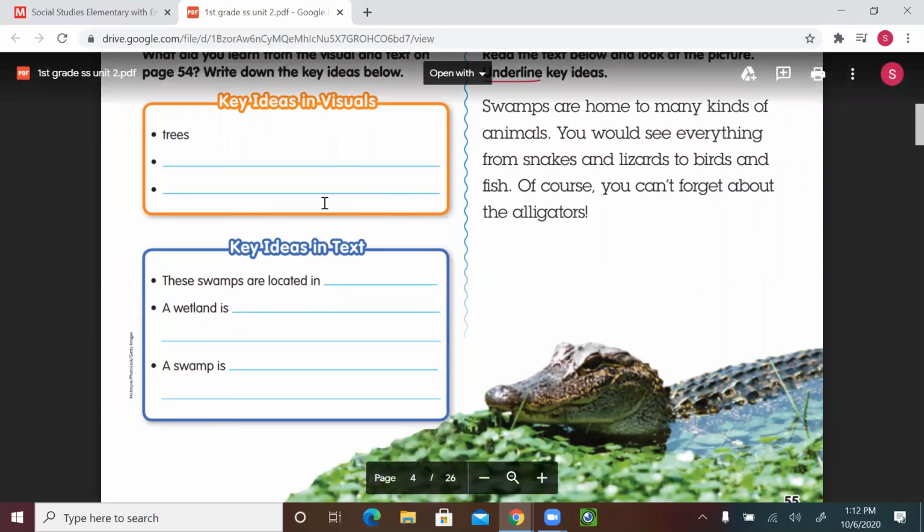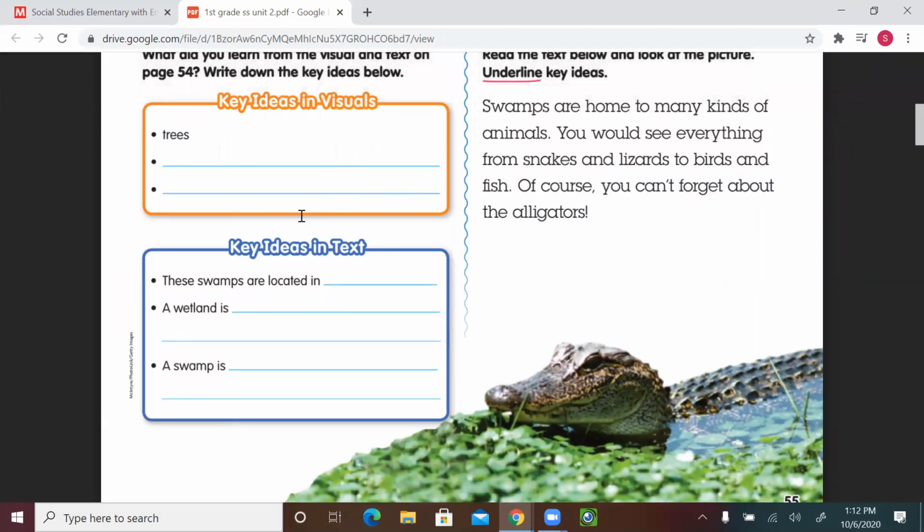And we talked today about a new unit and we learned the new words for this unit.